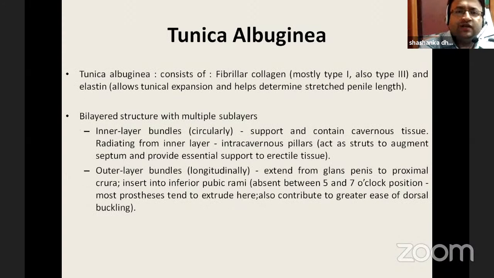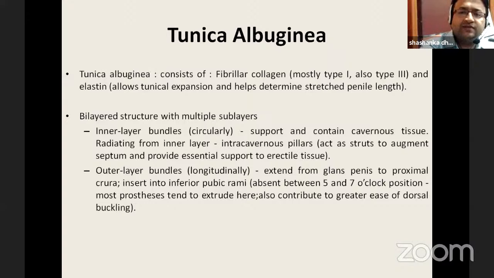So tunica albuginea consists of fibrillar collagen, mostly type 1 and some type 3, and elastin. This allows tunical expansion and helps to determine the stretched penile length. It's a bilayered structure, inner layer circular, outer layer longitudinal. The inner layer supports and contains cavernous tissue, and there are intracavernous pillars that act as struts to augment the septum, and they also provide support to erectile tissue. The outer layer, longitudinal one, extends from the glans to the proximal crura. It inserts into the inferior pubic rami.